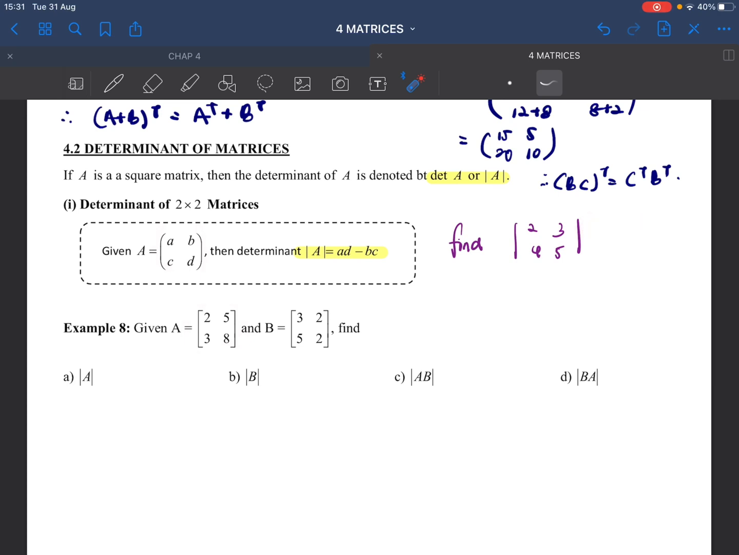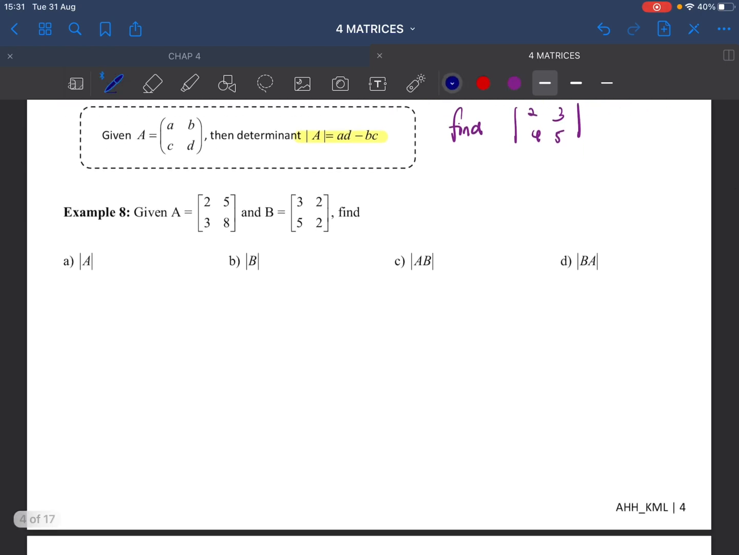Okay, so now we are going to see example 8. Given matrix A and matrix B, find a determinant of A. So we have determinant of A. We are going to use the formula AD minus BC. So basically we have A and D, 2 times 8 minus B times C, 5 times 3. So we will have 16 minus 15, which is equals to 1. So yang ni salah satu mesti kena tunjuk. Okay, salah satu mesti kena tunjuk, sama ada darab ataupun yang tambah tolak tu.